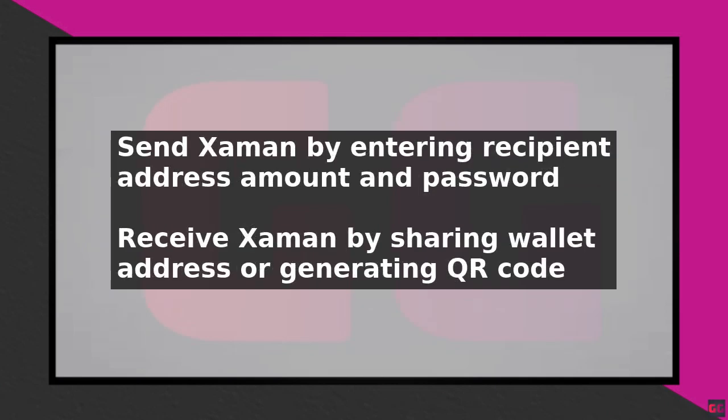To send Zaman, simply enter the recipient's wallet address, the amount you want to send, and your password to authorize the transaction. To receive Zaman, you can share your wallet address with the sender, who can then use it to send you funds. You can also use the Receive tab to generate a QR code that contains your wallet address, making it easy to receive funds from mobile devices.